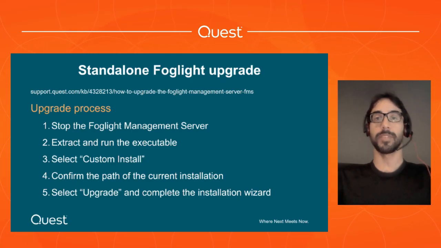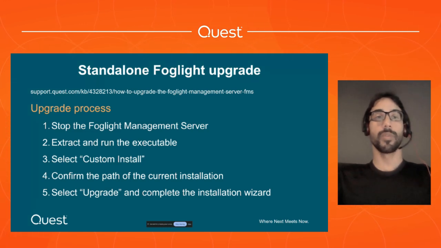We will first stop the Foglight management server. This would be done by the installer, but we recommend to do it beforehand. Then extract and run the executable. Then select custom install, confirm the path of the current installation, select upgrade, and just complete the installation wizard from this point forward. The article that we list here, and for the other components that we'll be looking at, can be used as a reference of the process.